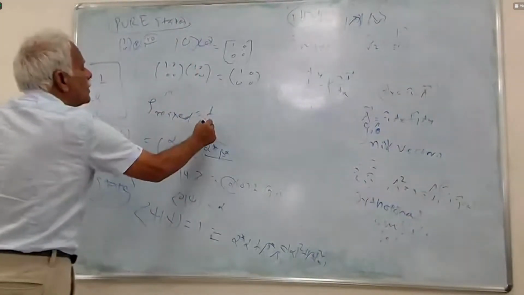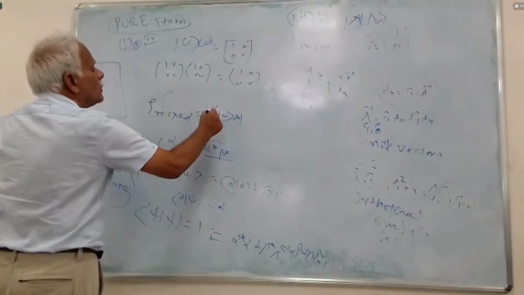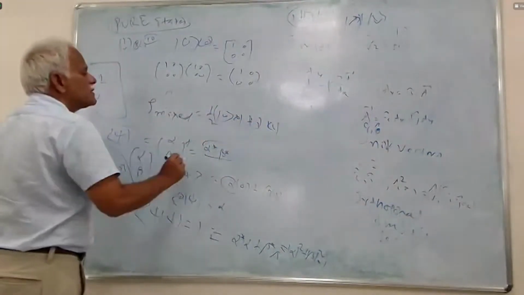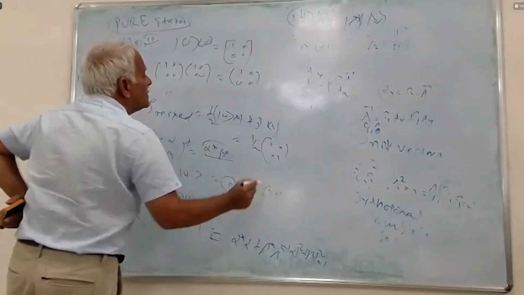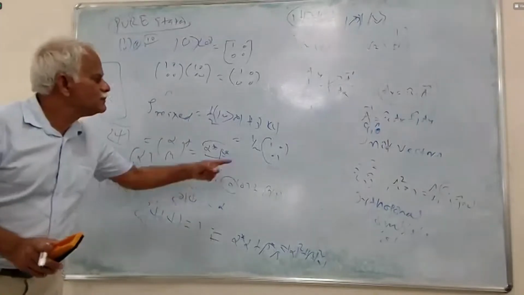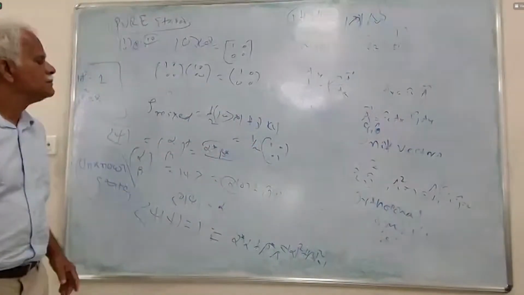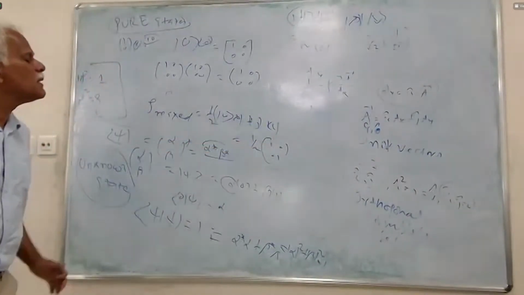One simple example: half |0⟩⟨0| plus |1⟩⟨1|. There are two terms present. So add them up, what do you find? Half identity. Again, you see trace rho is equal to 1. Normalization means half here. But rho square is not rho. There are only two eigenvalues. This is an example of a mixed state.